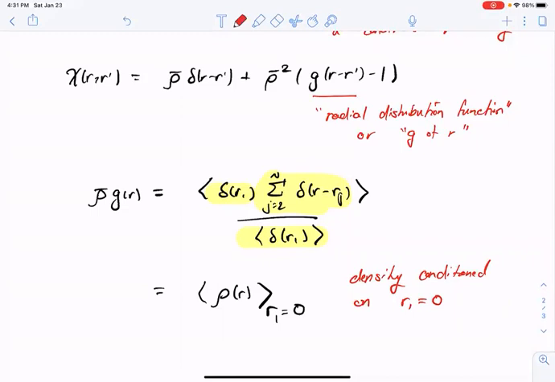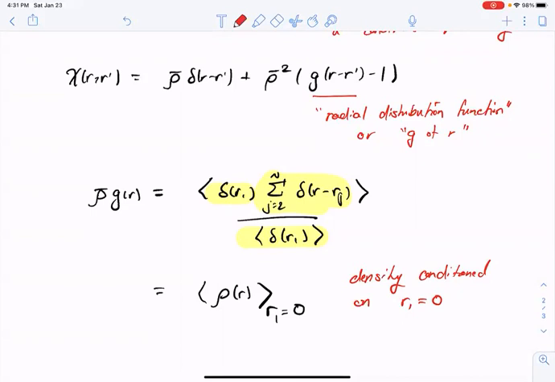Physically, you should imagine a particle sitting at the origin. At the very least, other particles can't also sit at the origin. So the density field in the vicinity of that particle that's tagged and put at the origin has some different shape or form to it than it would have if I didn't fix a particle at the origin.